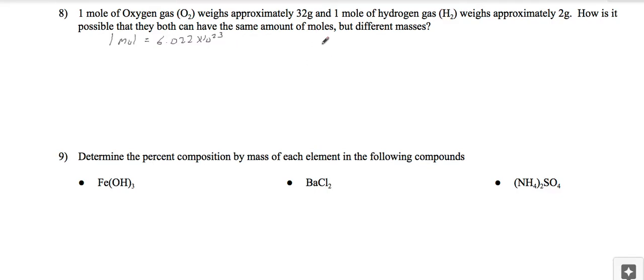It's kind of like saying if we had a dozen, I don't know, feathers and a dozen bricks. It's very easy to see that the bricks are going to weigh more because each individual brick has a larger mass. So in this case, oxygen is the brick, hydrogen is the feather. All right.